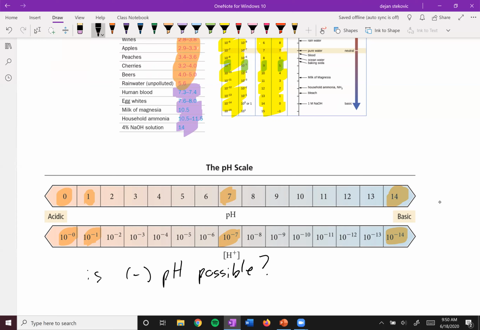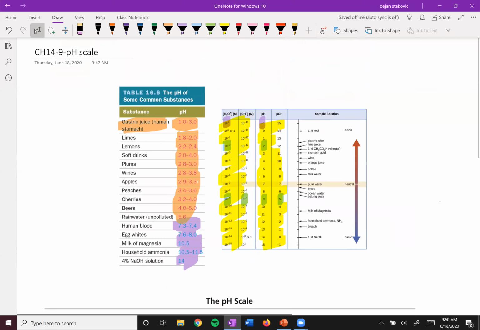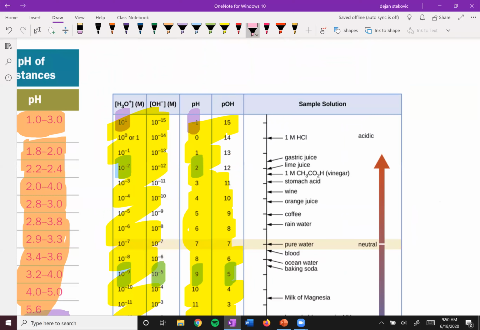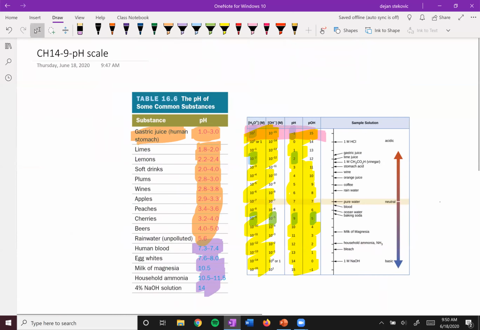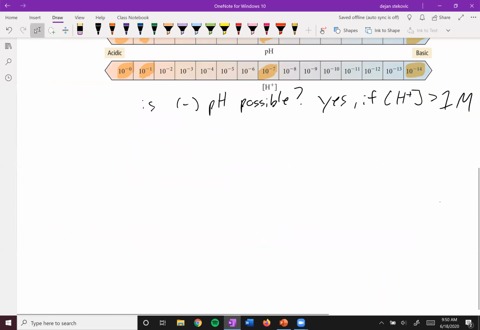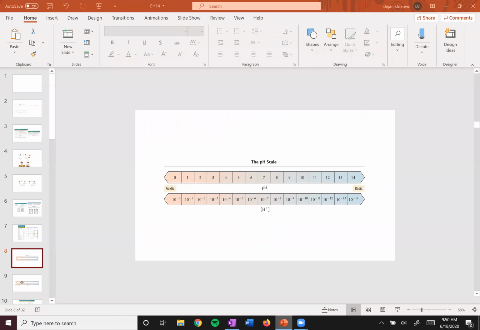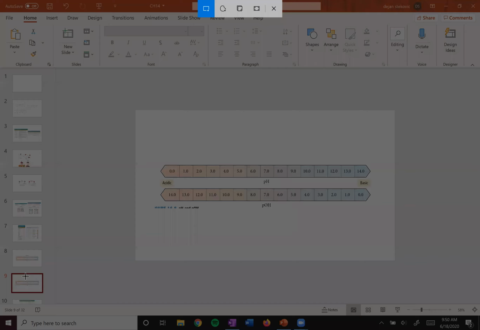And remember, is a negative pH possible? The answer to that is yes. As long as your concentration of H plus is greater than 1 molar, you have a negative pH, which is shown up here, right? You can see an example right here. Right, so the exponent thing is very important to understand.